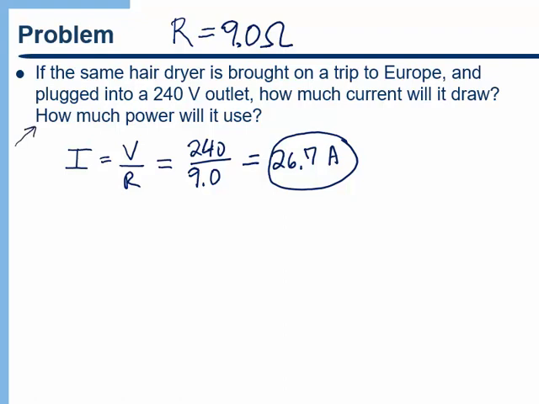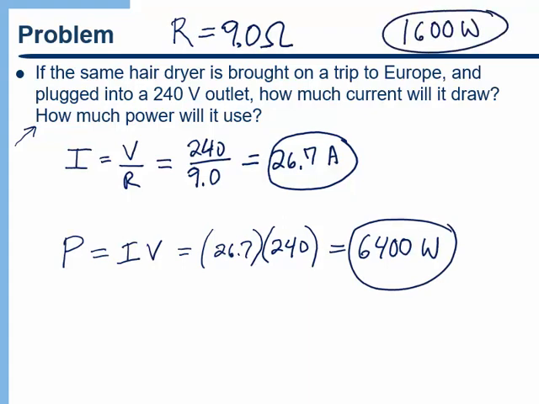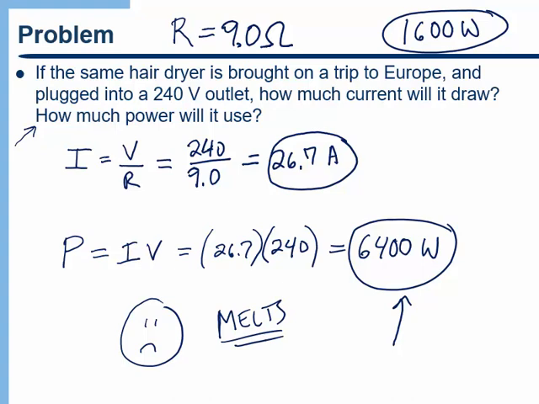If we look at how much power it's going to use, since power is current times voltage, notice that both the current and the voltage doubled. And that means the power is going to be 4 times what it was originally. So our hairdryer that was designed to use 1600 watts when plugged in the United States is now drawing a massive amount of energy per second. And what's going to happen is that hairdryer is either going to catch on fire or melt. And that's not a good thing.